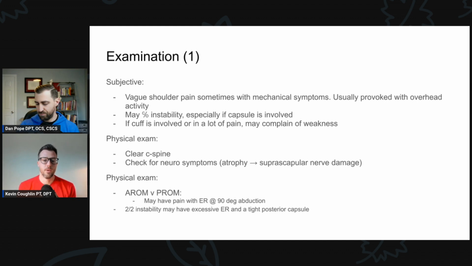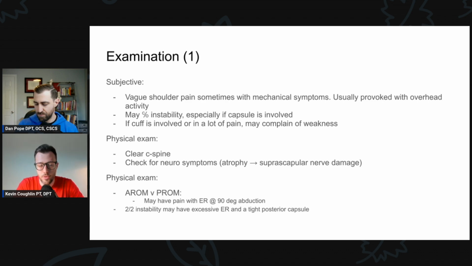So you want to get a good history from the person. Was there any mechanism of injury? Did they fall on an outstretched arm? Was there a traction type injury? Anything like that to give a little insight into what pathology they're dealing with. And I think that's going to help guide our special tests, which we'll talk about.